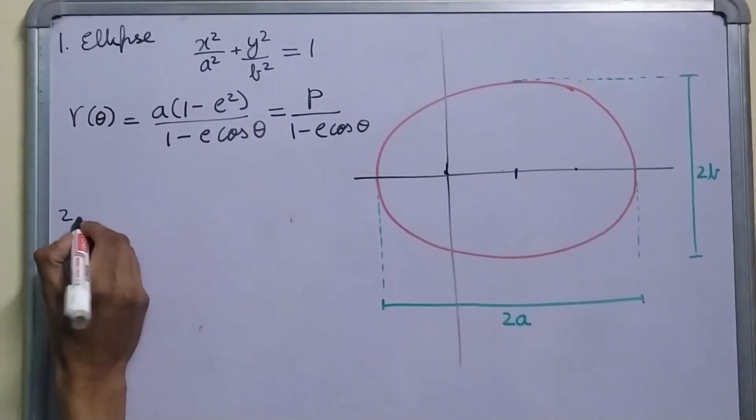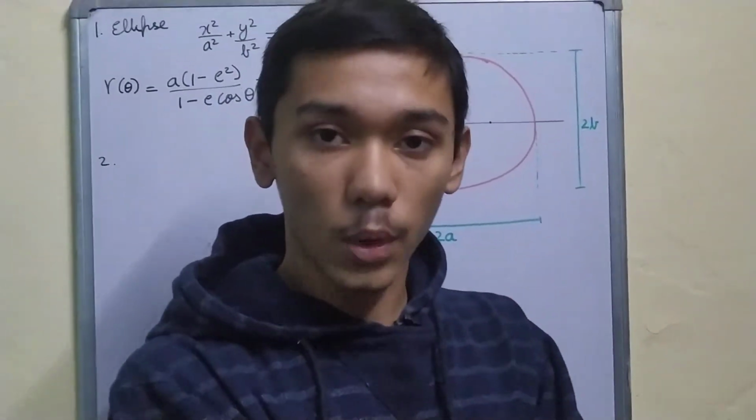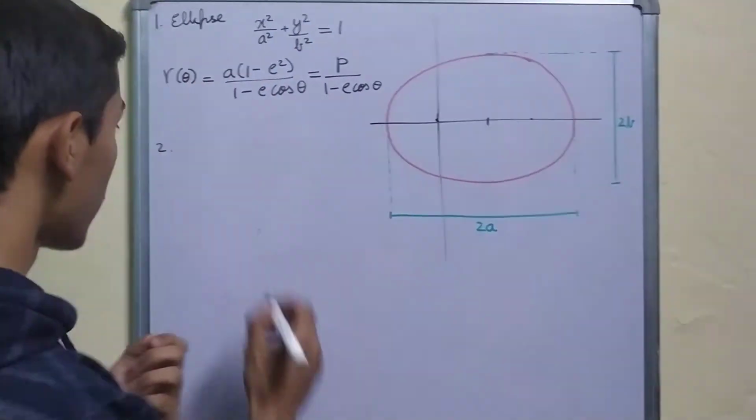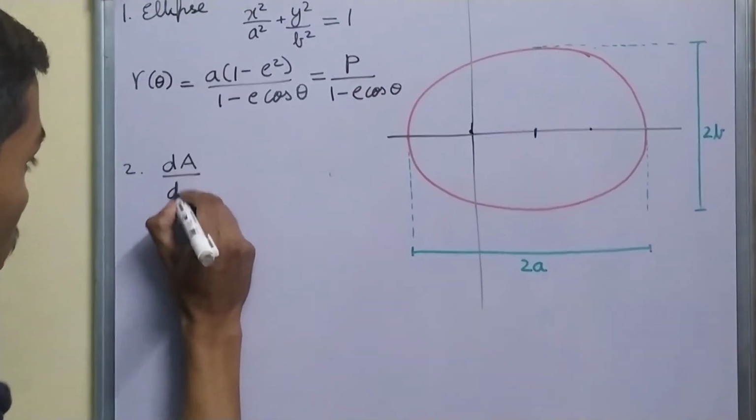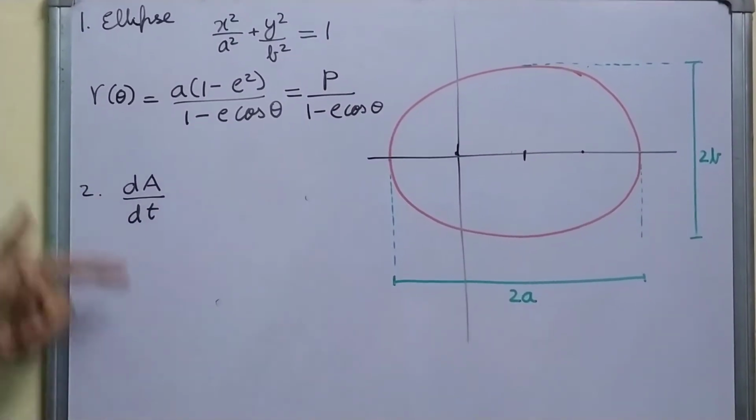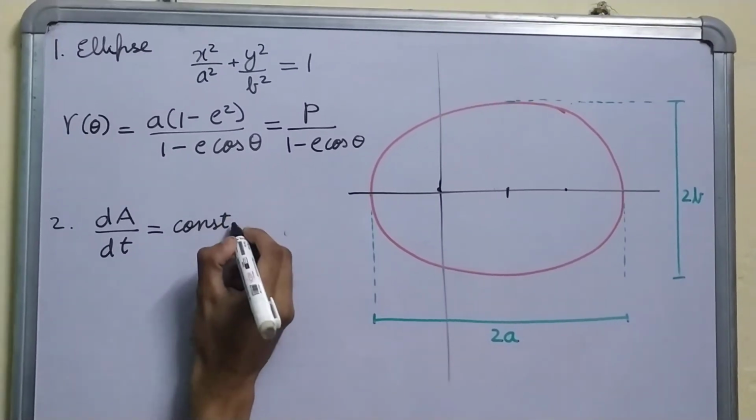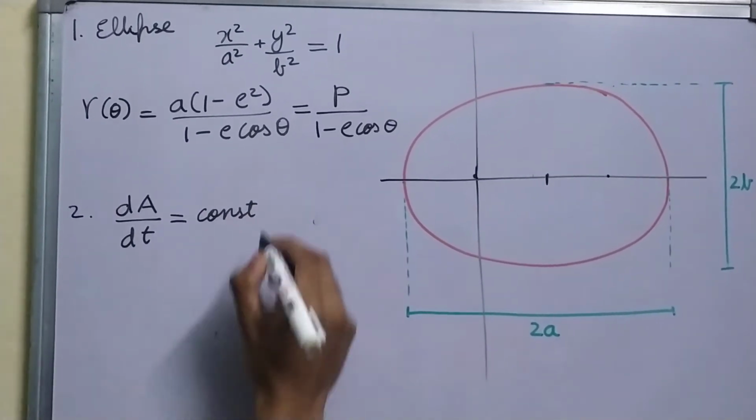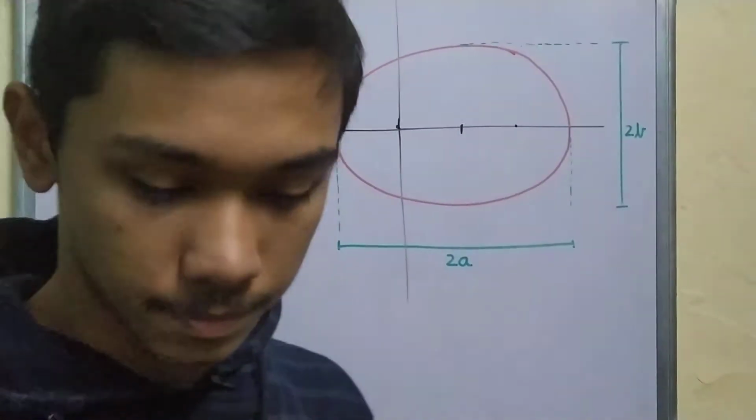The second law states that the planet traverses equal amounts of area in equal intervals of time. This means that the area traversed divided by the time taken, so the areal velocity dA by dt, is constant. Let us call this VA, the areal velocity.